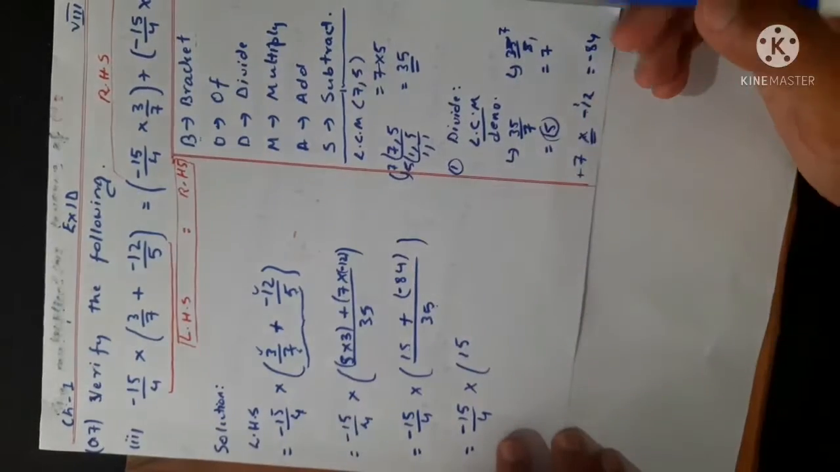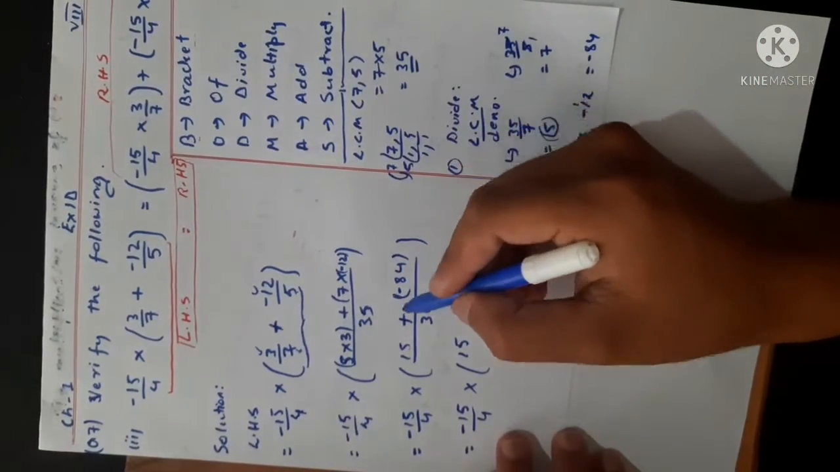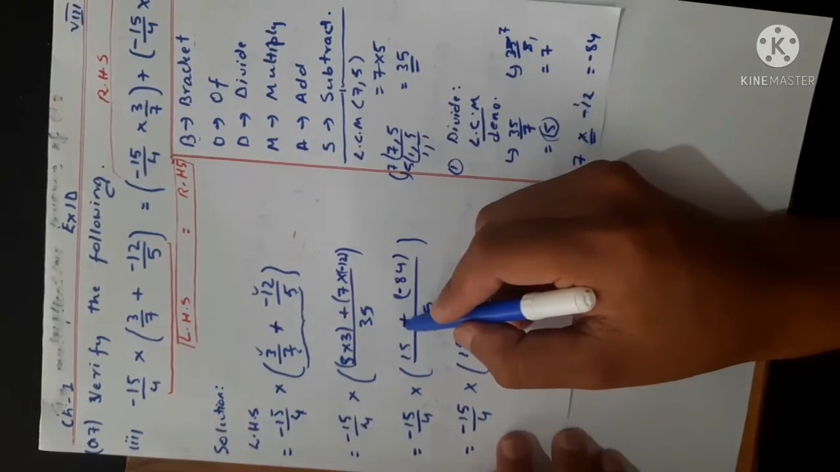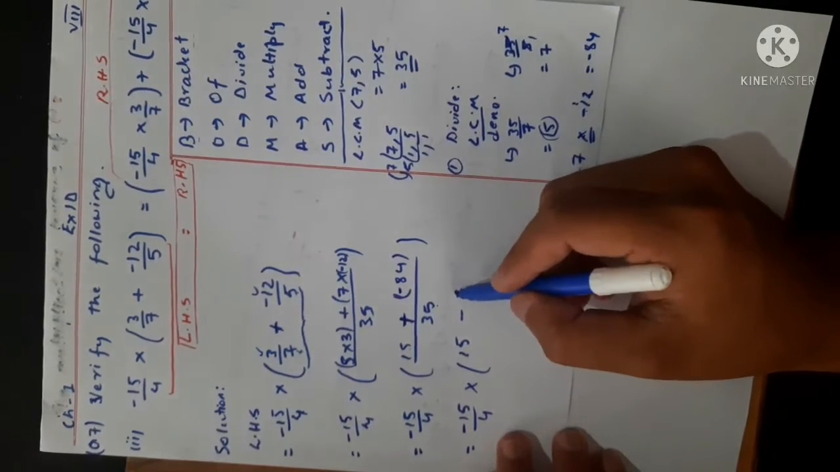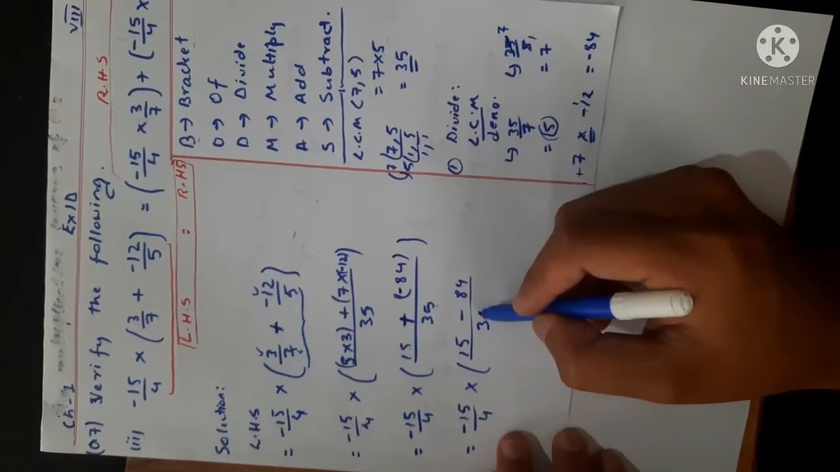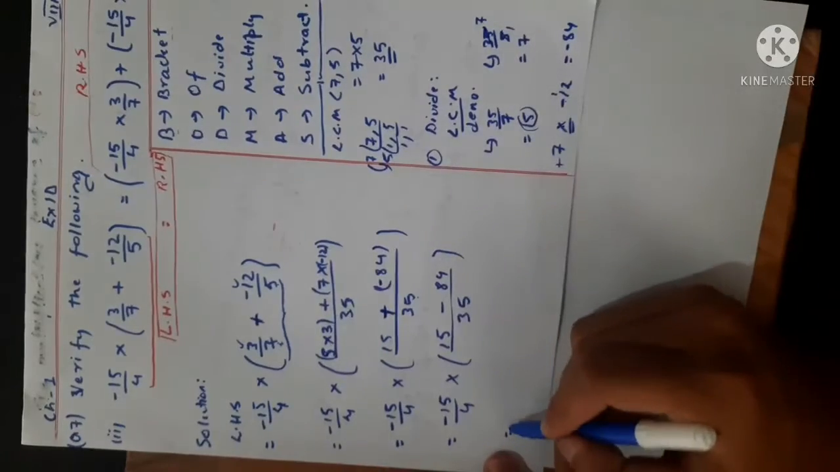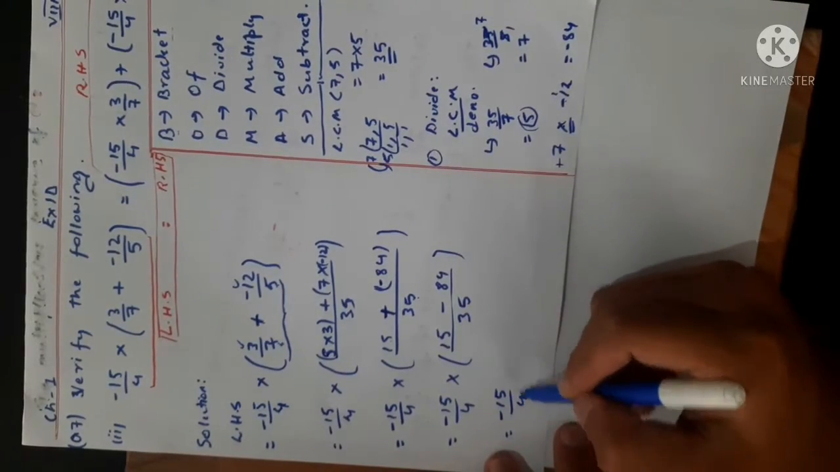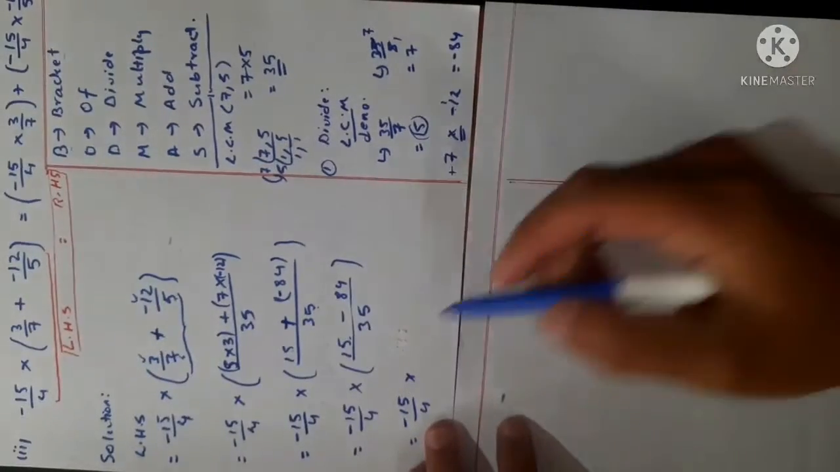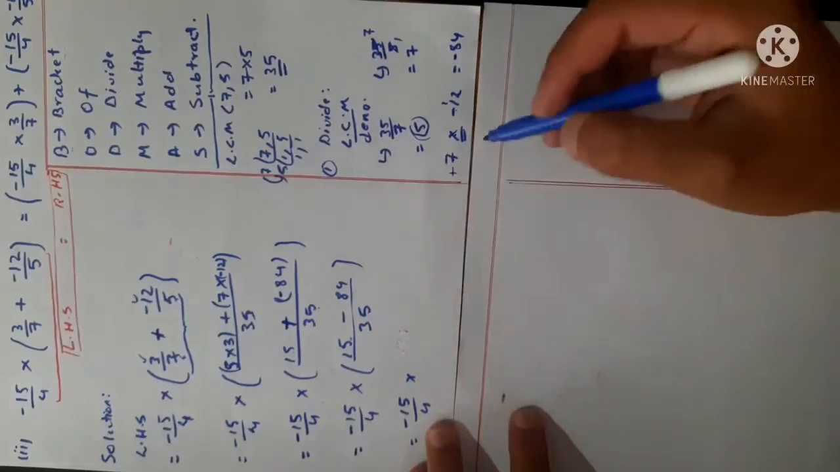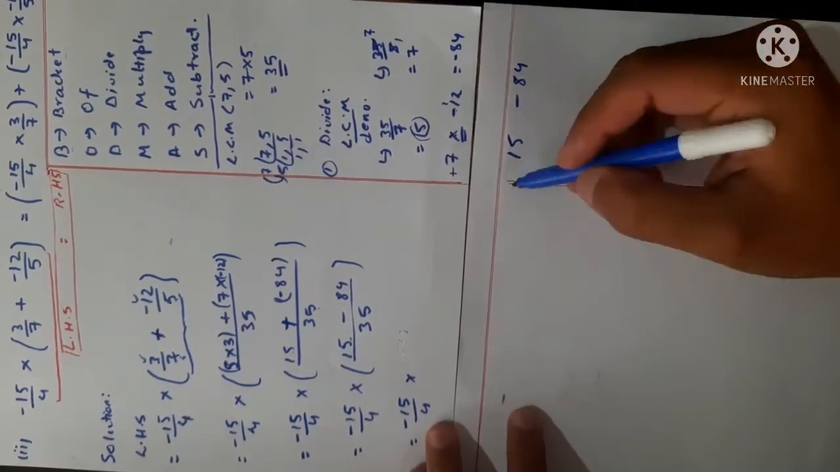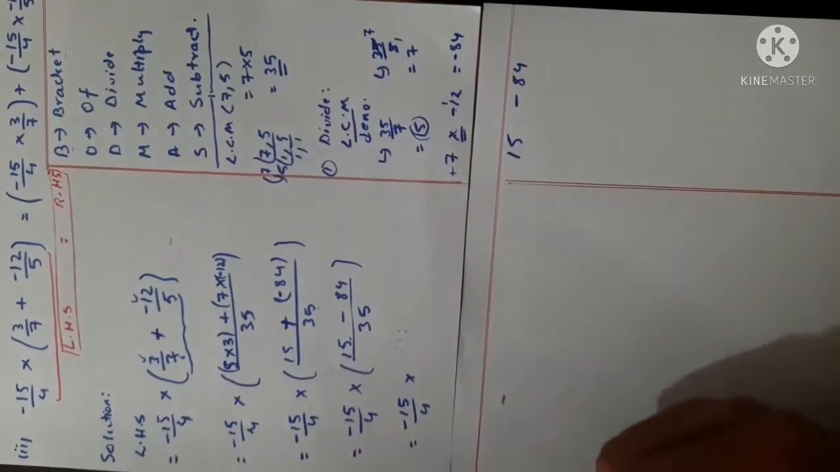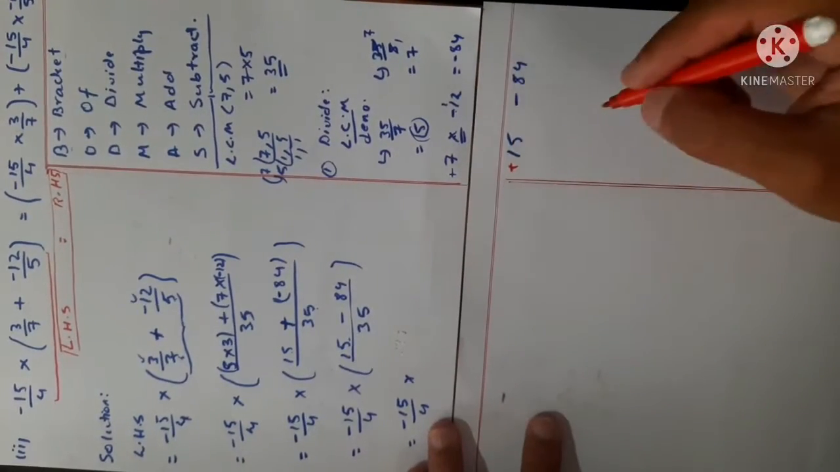This is a plus, this is a minus. So in order to open up this bracket, we have to multiply the signs. Plus multiply minus, we get minus 84 divided by 35. Closing the bracket, minus 15 divided by 4 multiply. Now we have 15 minus 84. This is a plus 15, since there is no sign written, so we write plus.